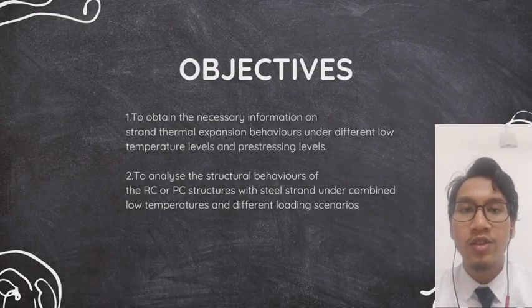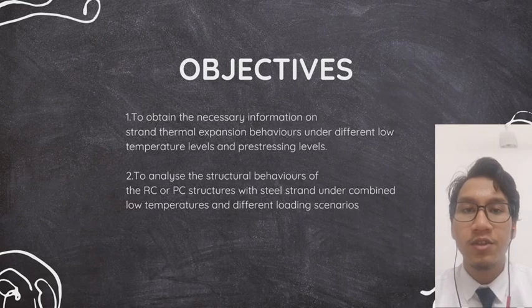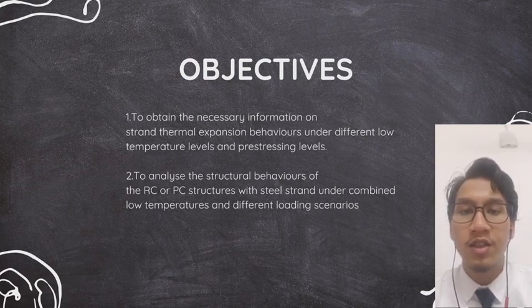There are two main objectives in this experiment. The first objective is to obtain the necessary information on strand thermal expansion behavior under low temperature levels and pre-stressing levels. And the second objective is to analyze the structural behavior of RC and PC structures with steel strand under combined low temperature and different loading scenarios.